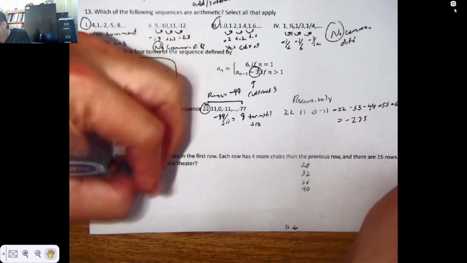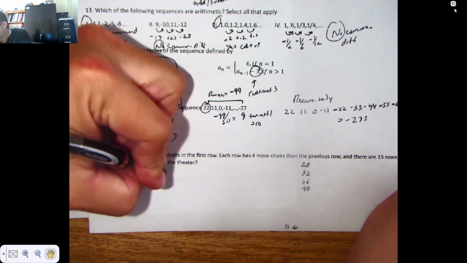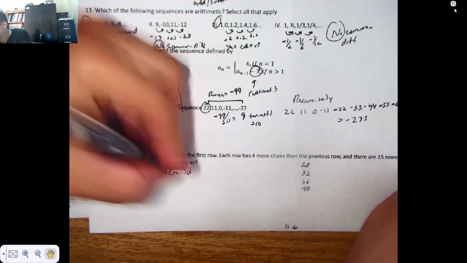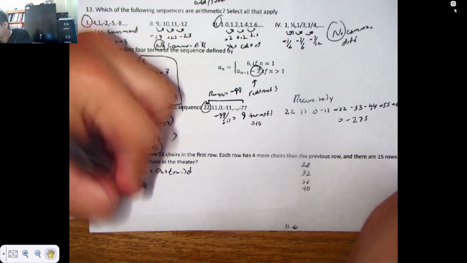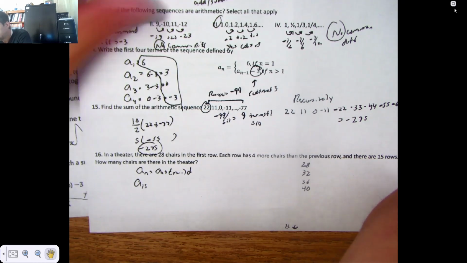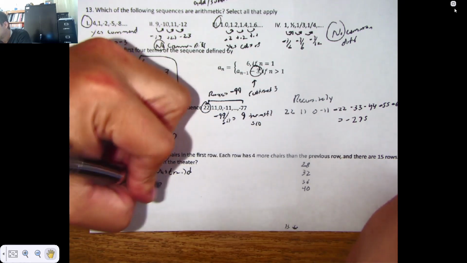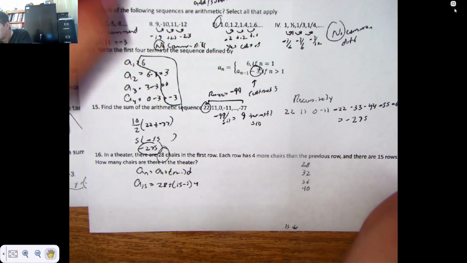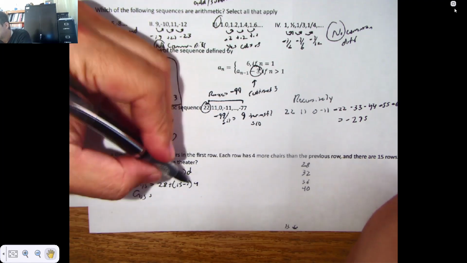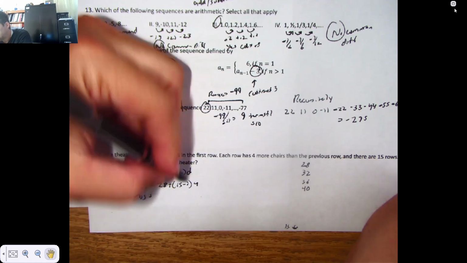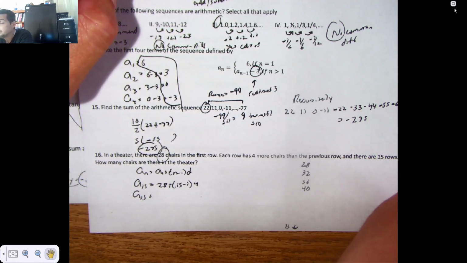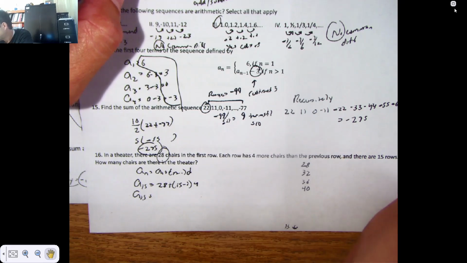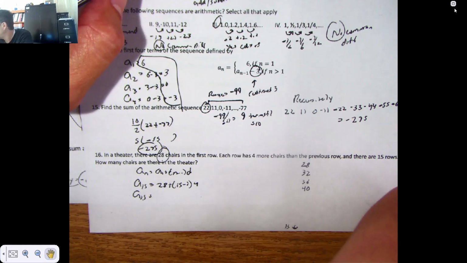If you don't want to be recursive, don't be recursive. If you want to be explicit, go to a sub n is a sub 1 plus n minus 1 times d. Figure out how many seats are in the 15th row by letting n be 15. They tell you there's 28 in the first, and the difference is 4. So the 15th row is going to be 4 times 14, which is 56, right? Pretty tired. 56 and add 28, 76, 84.